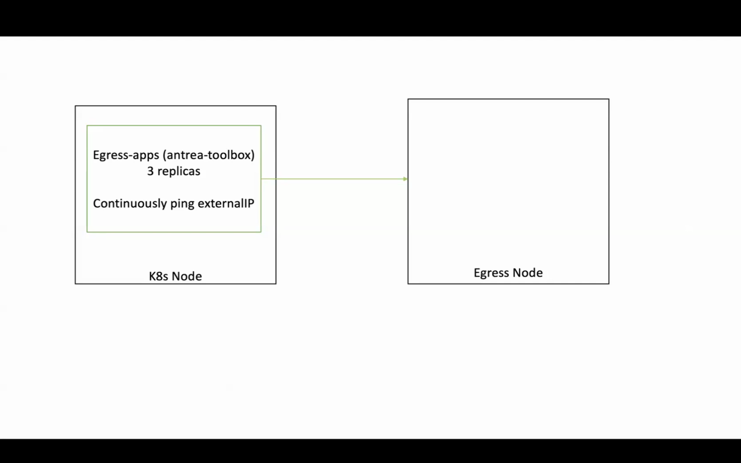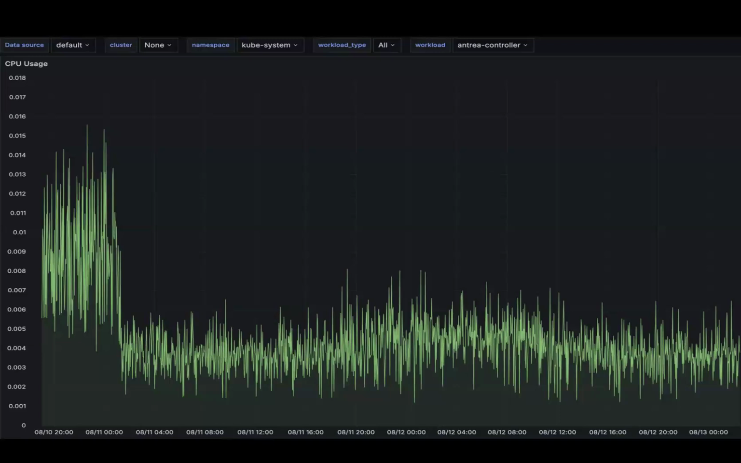Now let me show some observations which we got. This is the observation for the Antrea controller CPU usage. During the first 6 hours, you can see there were no deployments, only Antrea was deployed and the monitoring solution was there. So during the first 6 hours, up till here, this was the CPU usage of Antrea.